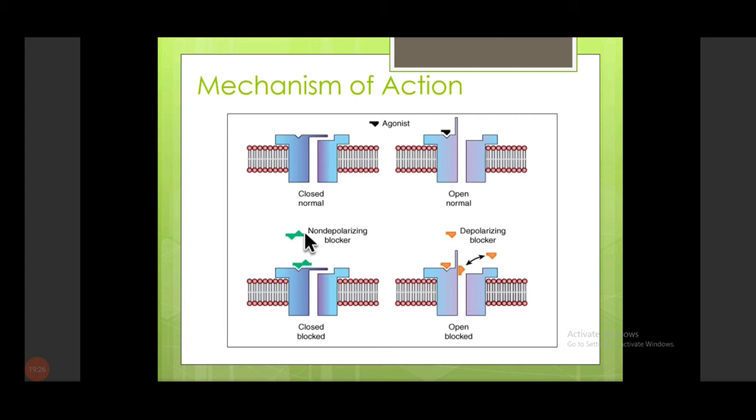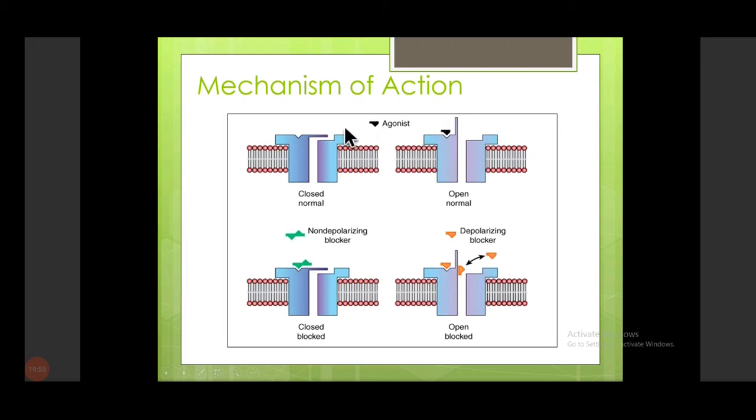Now, mechanism of action. In the next few slides, we'll try and understand how depolarizing and non-depolarizing blockers act. This is a very basic diagram of the neuromuscular junction. This shows the membrane. This shows the channel, the bluish color shows the channel. This is the membrane.